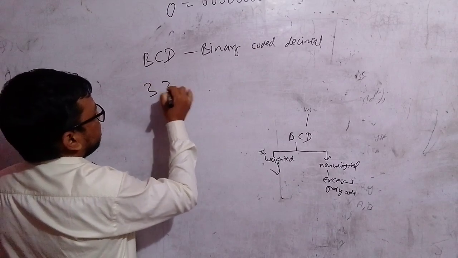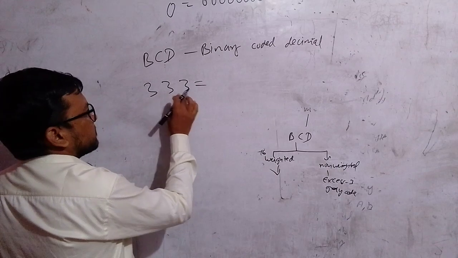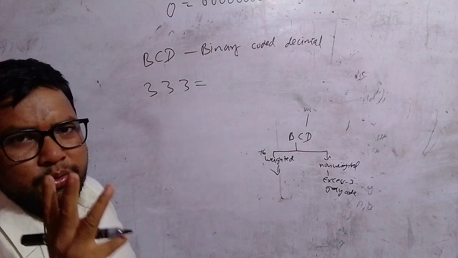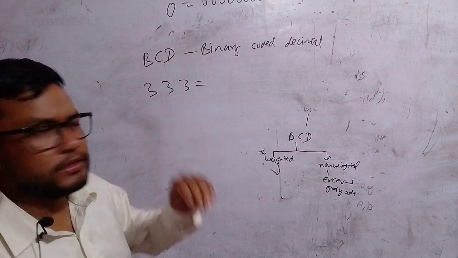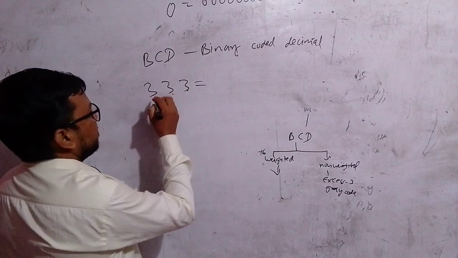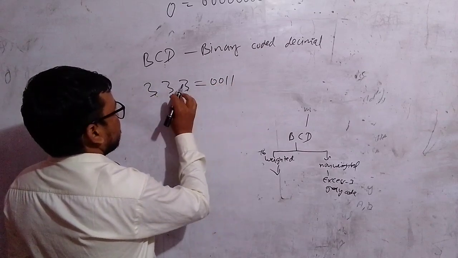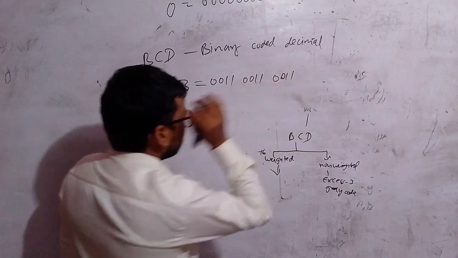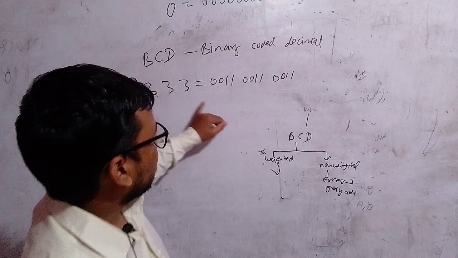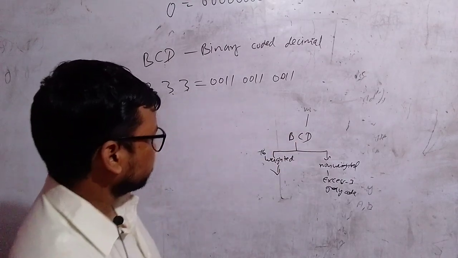Then how to represent 333? Each decimal digit is represented by 4 binary digits. Now it has 3 digits, each 3. How to represent 3? 0011, 0011, 0011. In this way, each decimal number is represented.